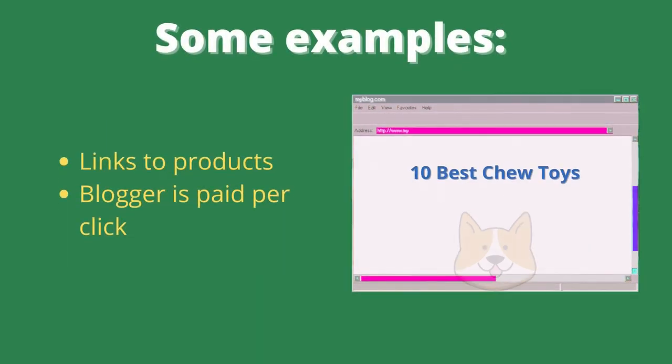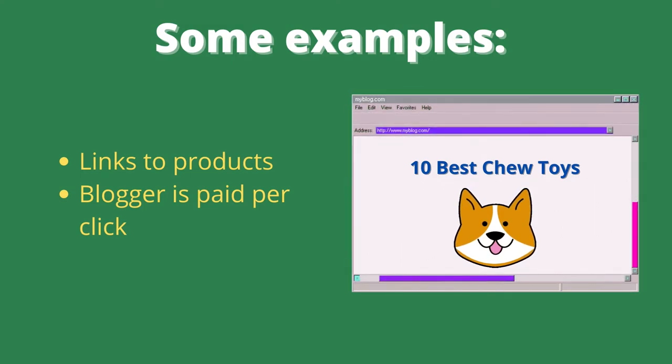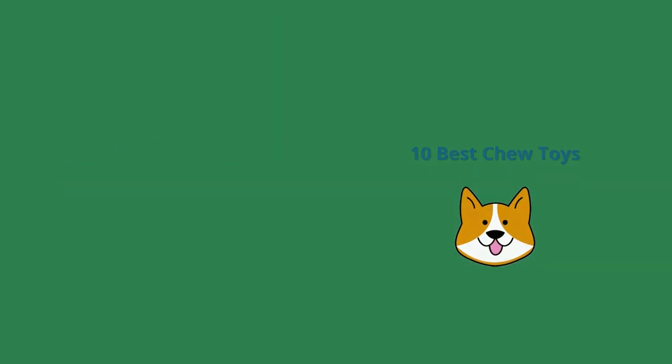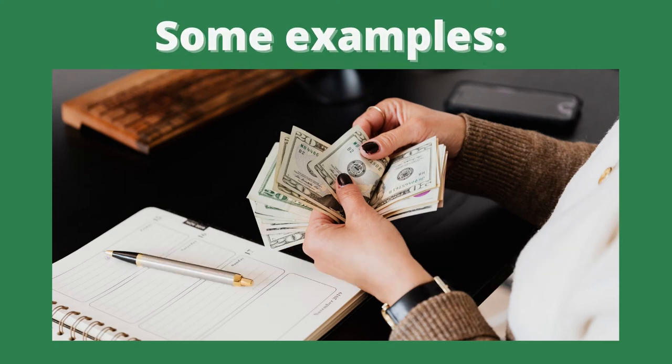A pet blogger creates a post of the 10 best chew toys with links. They get paid when viewers click those links. That monetary conflict of interest creates bias since they only recommend sponsored toys.